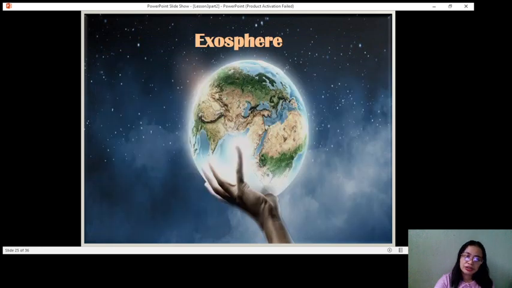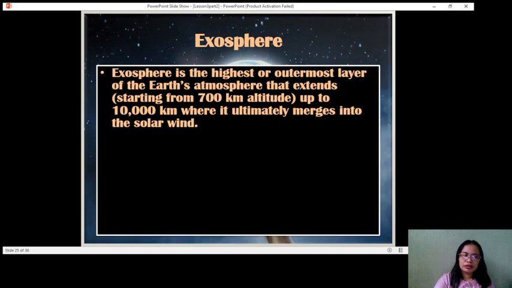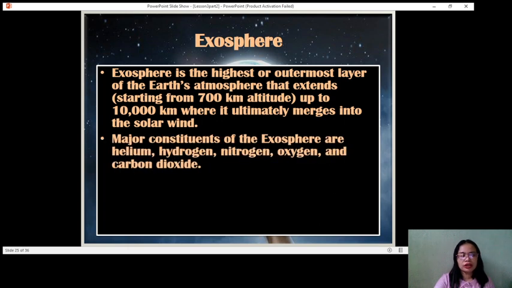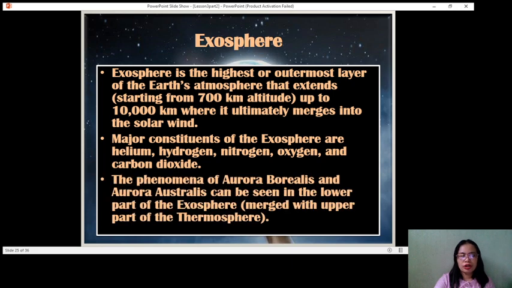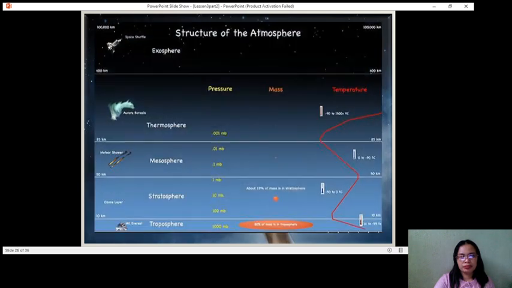Last is the exosphere. Exosphere, what is it? It is the highest or outermost layer of the Earth's atmosphere that extends starting from 700 km altitude up to 1000 km, where it ultimately merges into the solar wind. The major constituents of the exosphere are helium, hydrogen, nitrogen, oxygen, and carbon dioxide. The phenomena of auroral variance merge with the upper part of the thermosphere.